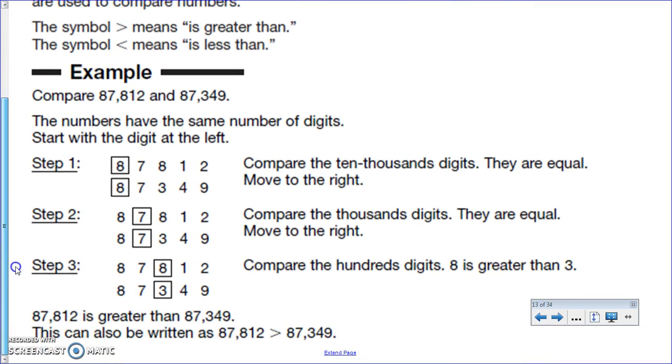Example, compare 87,812 and 87,349. The numbers have the same number of digits. Start with the digit to the left. Step 1, compare the 10,000s digit. They're equal, so move to the right. Step 2, compare the thousands digit. They're equal. Move to the right. Step 3, compare the hundreds digit. 8 is greater than 3. So 87,812 is greater than 87,349. This can also be written using the greater than sign as shown below.